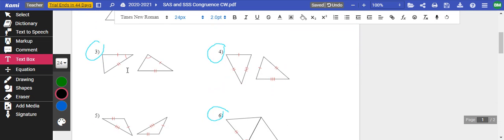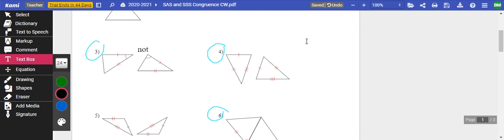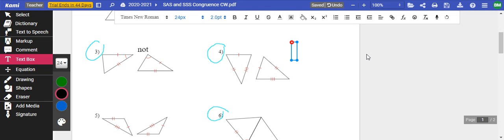Okay, let's look at number 3. I've got a side, which is this little one line here, an angle, and then two sides. But look at the second triangle. That angle is not in between these two sides, so I say that it is not congruent. All right, let's look at these triangles here. I've got a side that's congruent, a side that's congruent, and a side that's congruent. So this is congruent by side, side, side. And I don't have to say anything about reflexive or vertical angles.